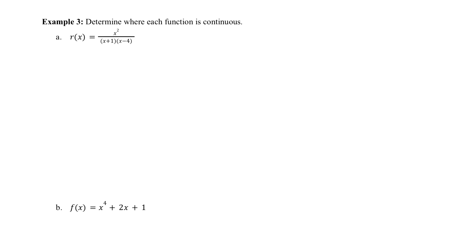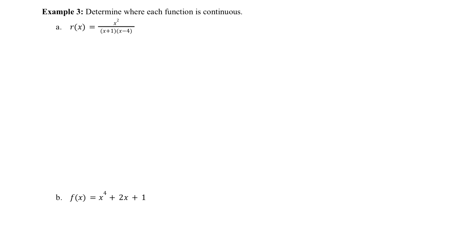So first, I just want to determine where each of these functions are continuous. I have two functions here. The first is r of x equals x squared divided by x plus 1 times x minus 4. So here, first we need to determine what type of function we are working with. Here we have a function of x divided by another function of x. We've got something that looks like a fraction, so this is going to be a rational function.